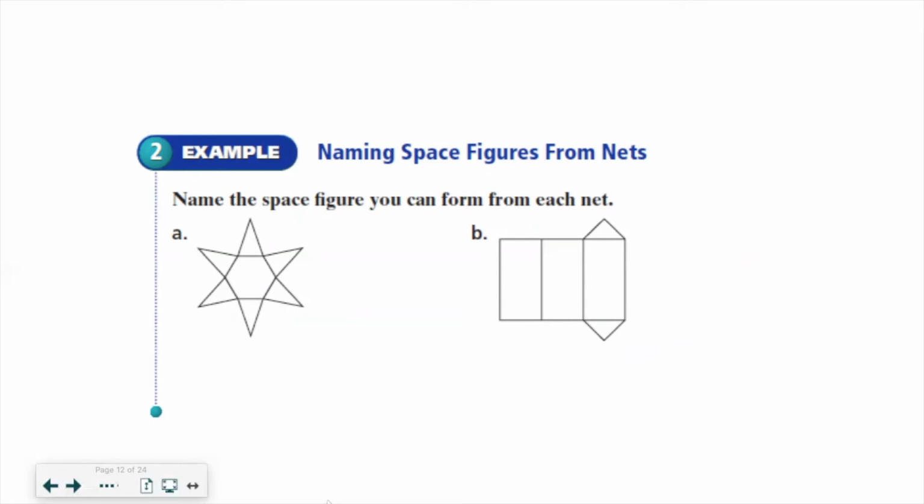So let's look at, first of all, what do you see when you look at this first one? Well, I see there's triangles. 1, 2, 3, 4, 5, 6 triangles. Those triangles are a clue as to whether or not it's a prism or a pyramid. If you remember, the lateral faces on a pyramid are always triangular. So this is a pyramid. So now we have to determine what kind of pyramid, and that is based on the shape of the base.